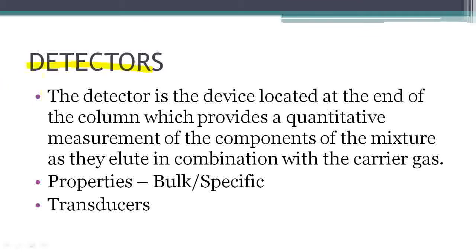Okay, there are two properties on which it depends. Measurement of components depends on two properties. These properties are bulk and specific. So what happens in bulk? The carrier gas which carries the sample has a certain property and the analyte has a certain property.